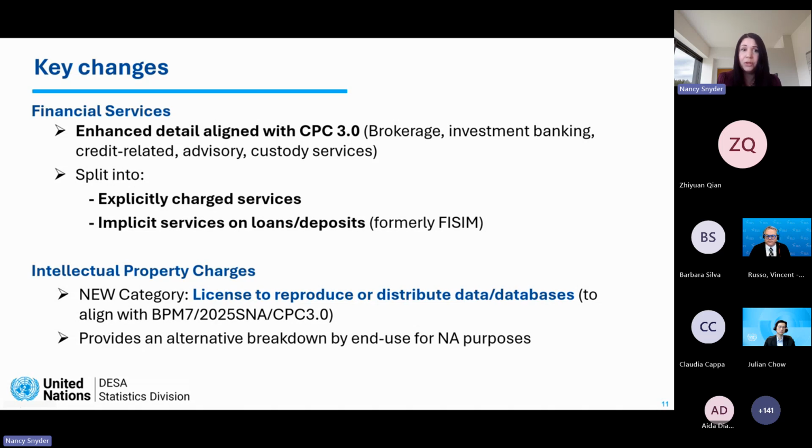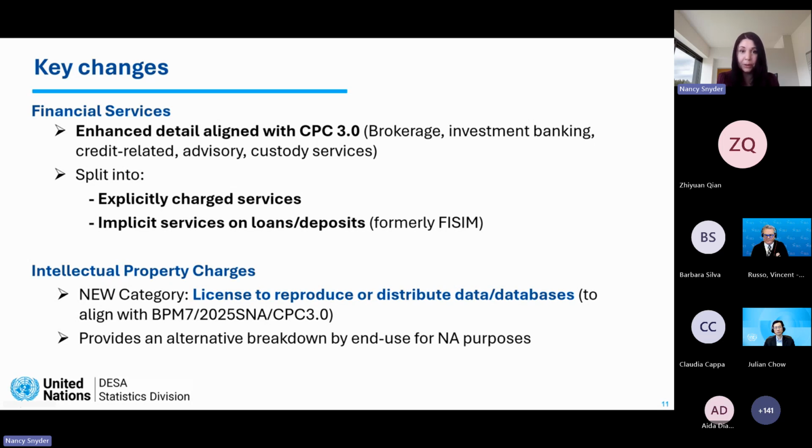Importantly, for financial services, there's an enhanced detail and granularity, which is meant to align with the CPC version 3 breakdowns, covering brokerage, investment banking, credit-related advisory, and custody services. And these are also further split into explicitly charged services, as well as implicit services on loans and deposits. That was formerly called FISM, Financial Intermediation Services, indirectly measured. It's kind of a mouthful, but now it's called implicit services on loans and deposits.